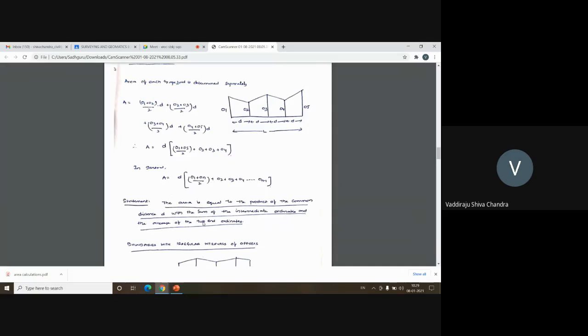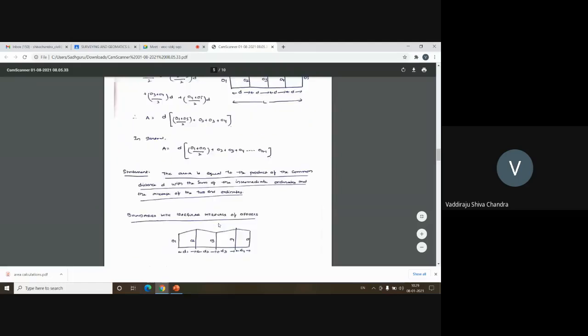Okay. So this is the trapezoidal method, which is generally used in most surveying problems to determine areas. The statement is: the area is equal to the product of the common distance D with the sum of the intermediate ordinates and the average of the two end ordinates. You need to remember this equation: A = D × [(O1 + On)/2 + O2 + O3 + O4 + ... + On-1]. This is how you determine the area using the trapezoidal equation.